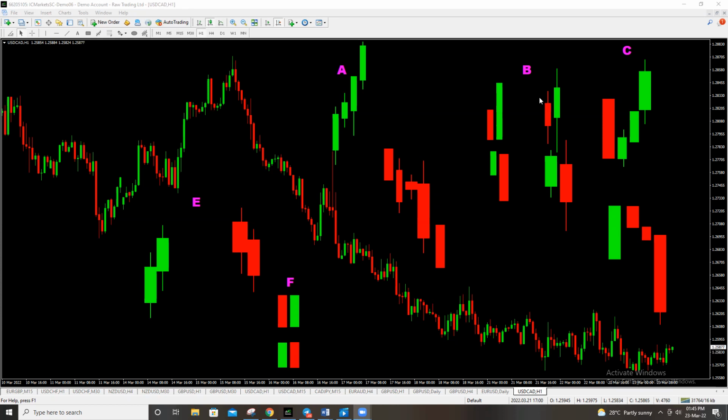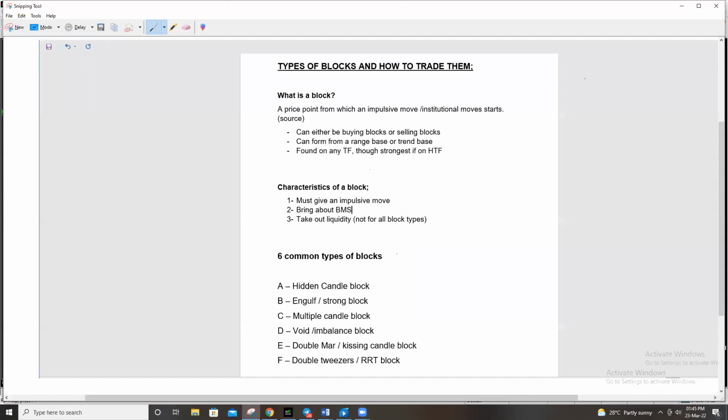As always, I start my videos from a beginner's perspective so that it has value for all types of traders. So, back to basics: what is a block? A block is basically a price point from which an impulsive move, or what we call an institutional move, starts.